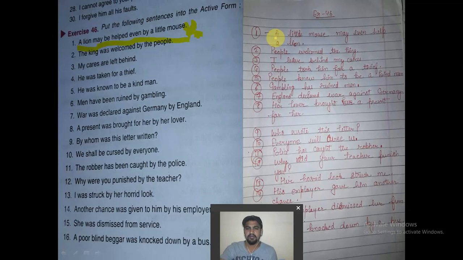Now we can see on the other side, these are the written answers, and these are written by me. So you see what the answer is. A little mouse, that came at the first place. You see here it was at the last place. In the active voice it will come at the first place, a little mouse. Now the modal verb may, then the verb, may even help a lion, because we know that if we are having the modal verb, that will be changed by may plus be plus the verb's third form in the passive form, but in the active form we have to just regain their positions. Then obviously that would be the right answer.